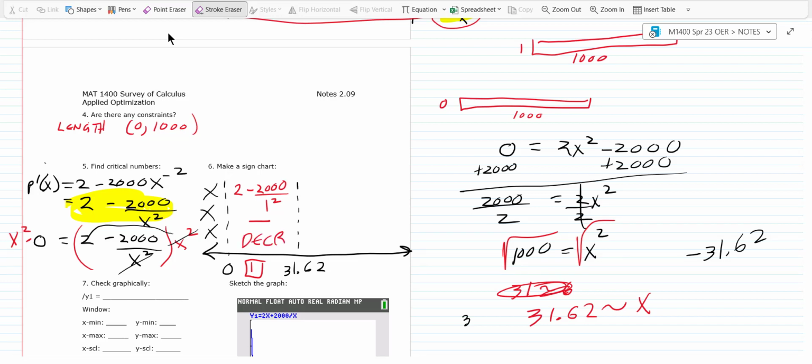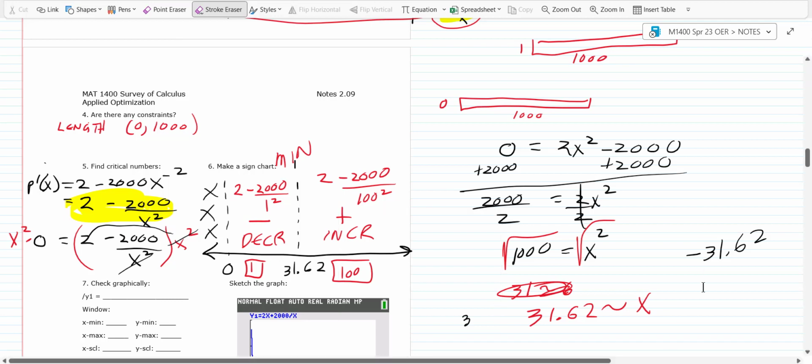Now pick a number bigger than this, like I'll go with 100. It doesn't matter what you use, as long as it's bigger. So I'll do 2 minus 2,000 over 100 to the second. You could do that on your calculator. You will get a positive when you do that. So that means the function is increasing. Does that sign chart prove that that's a minimum to you? What's the function doing? It's decreasing, it's a low point, and then starts increasing. So that is a minimum based on our sign chart. That's the idea. Any questions on that?